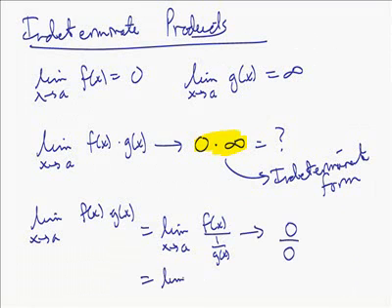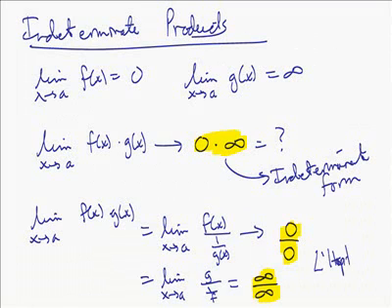Or you could say that this is the limit as x approaches a of g divided by 1 over f. Now g is heading towards infinity. Since f is heading towards 0, 1 over f heads towards infinity. So by rewriting it this way, you get one of these two original indeterminate forms, and then once you have that, L'Hopital's rule applies. So once you get it to one of these original indeterminate forms of 0 over 0 or infinity over infinity, then you just go ahead and apply L'Hopital's rule.